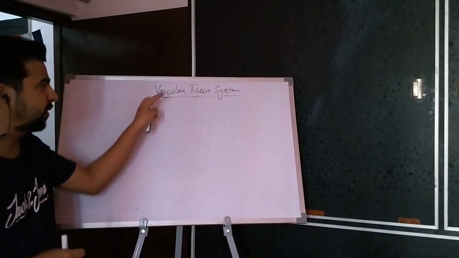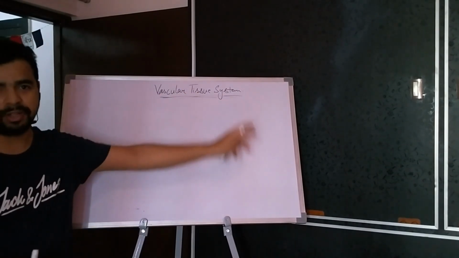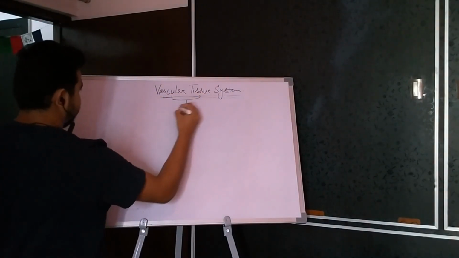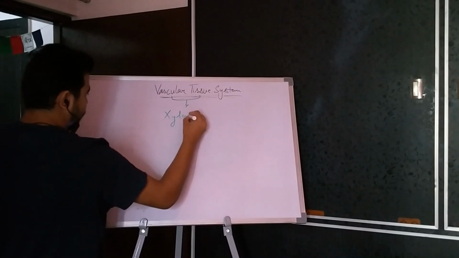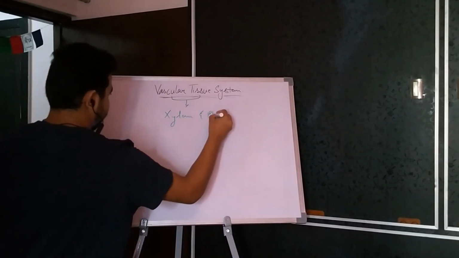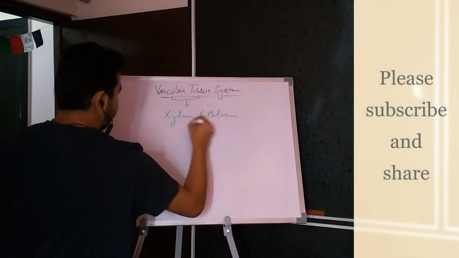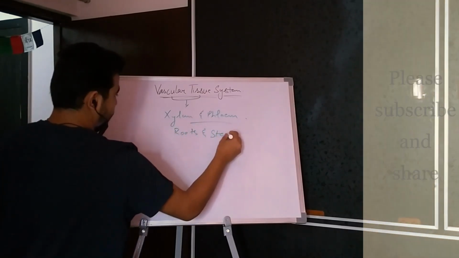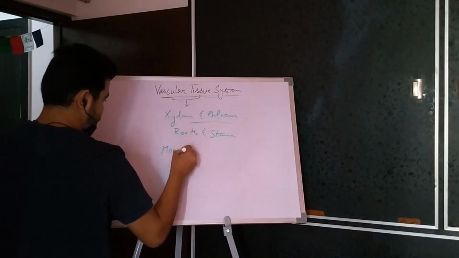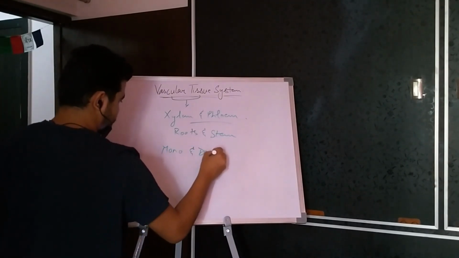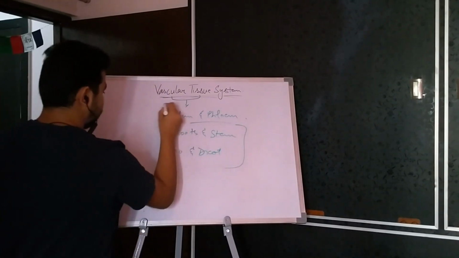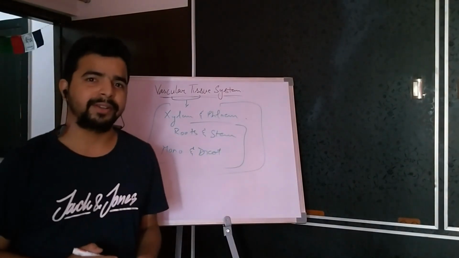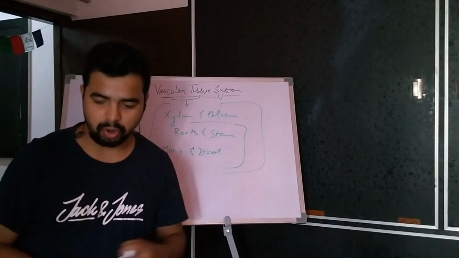So here I am starting with a new chapter, which is the vascular tissue system, and we will see how these vascular tissues, which are xylem and phloem, are arranged in roots and stems of monocot and dicot. So we will start by knowing the arrangement pattern in roots of dicot and monocot.